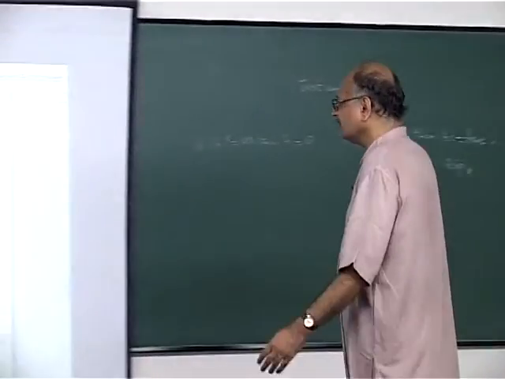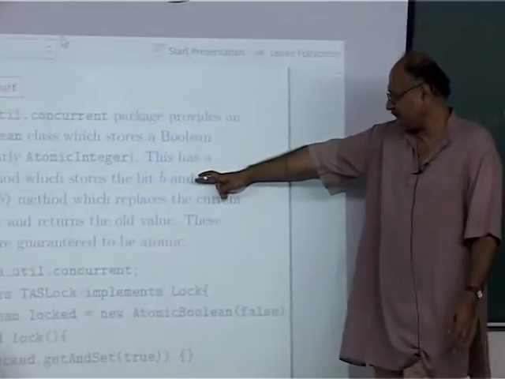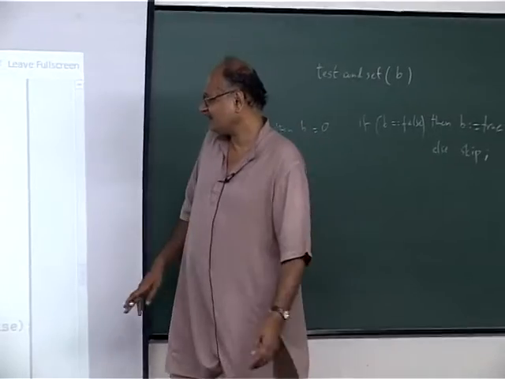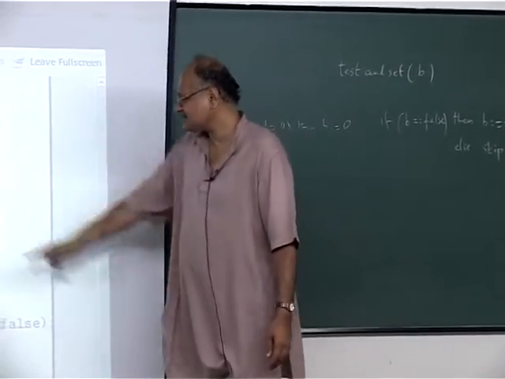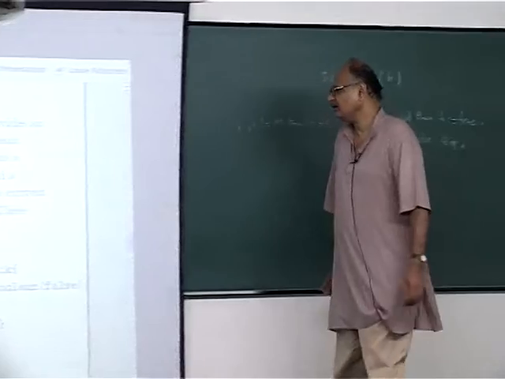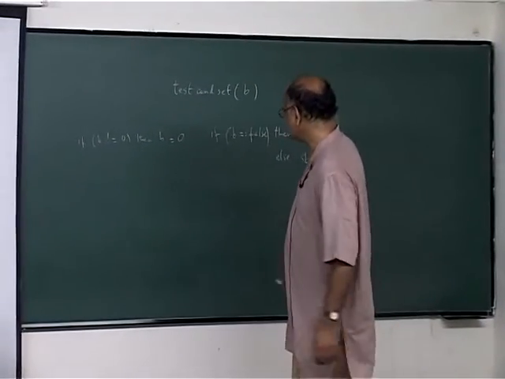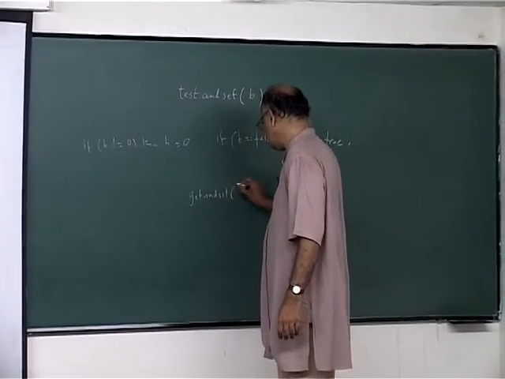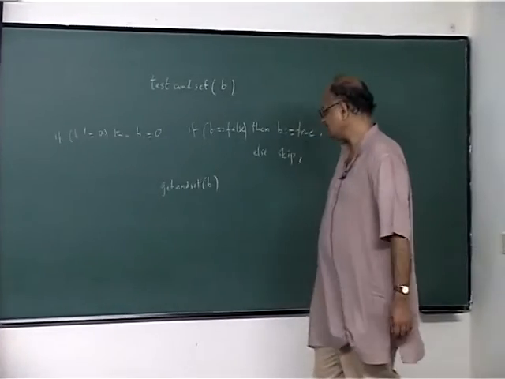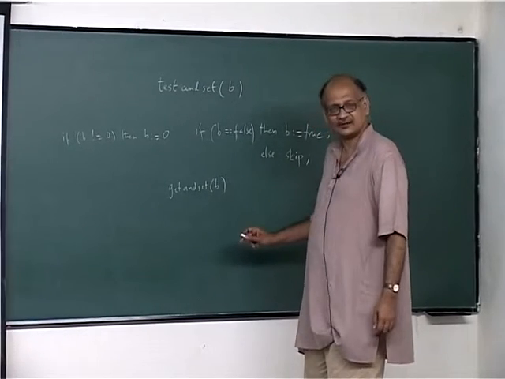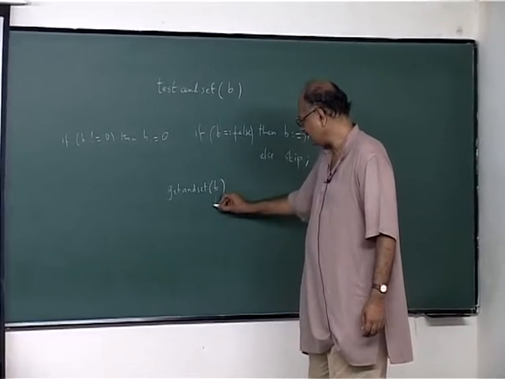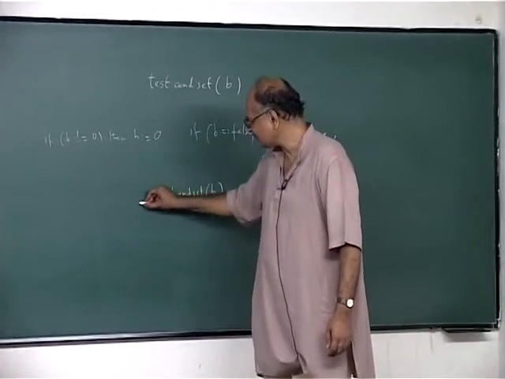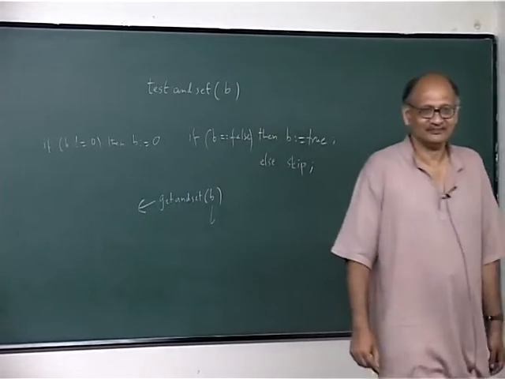That's what it says here. There is a set B method, which just stores whatever value B you give. Oh, this is slightly different. This is a getAndSet B. What getAndSet B does is that in that location, this value B is stored, and whatever was the old value is the return value of this function.